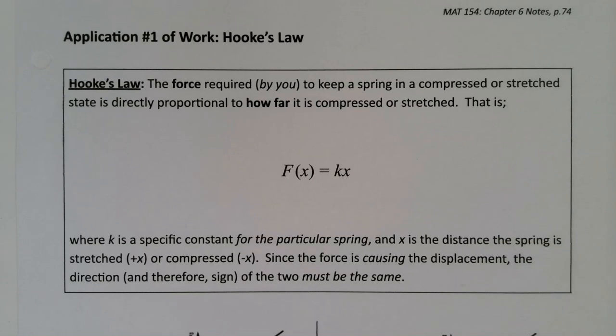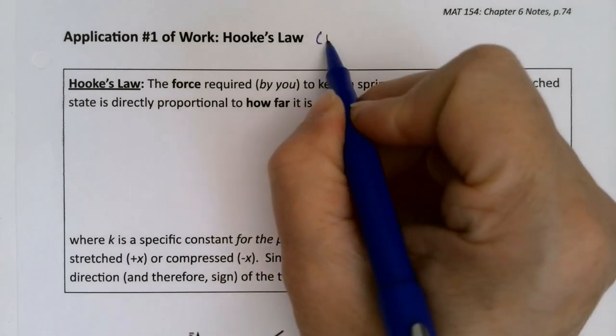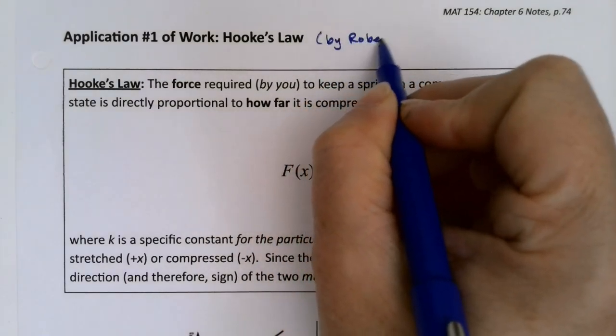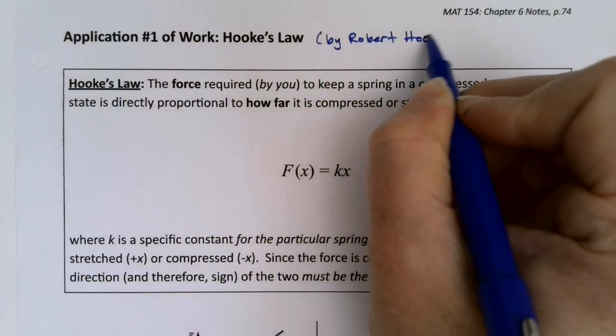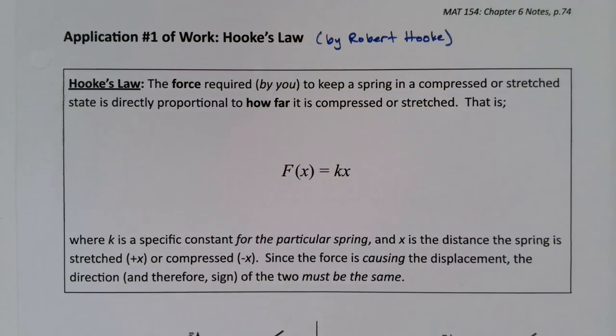Our first application of work is Hooke's law. Hooke's law was developed by Robert Hooke, who was a contemporary of Newton. Newton and he worked together for a little while, and then Newton started hating him. And there's a lot of dispute about how much Robert Hooke actually developed versus how much he stole from other people, but we won't get into that today.